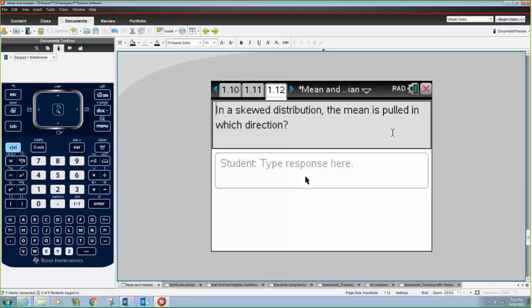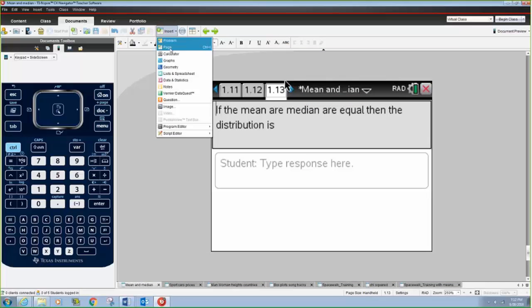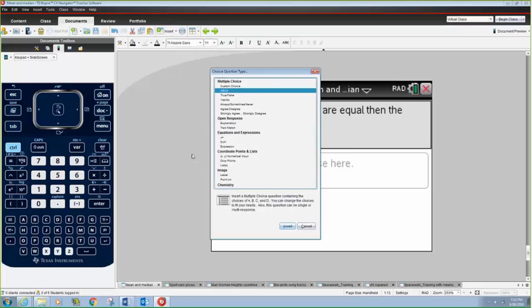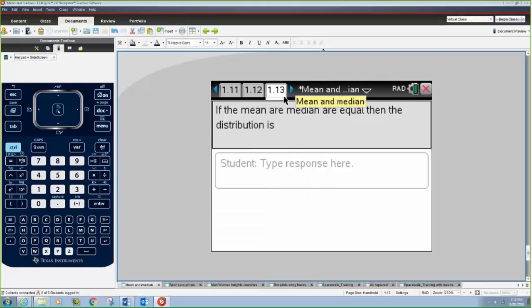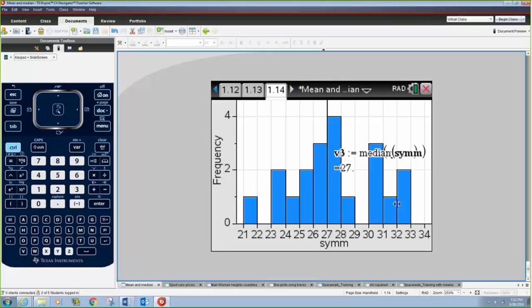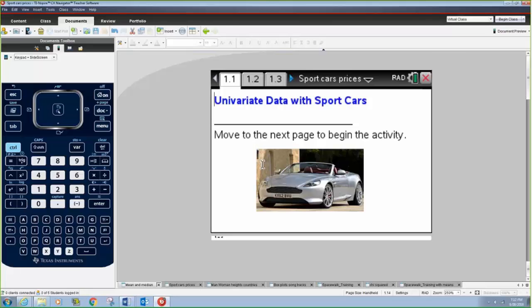So then another question for the students quickly to send whether they understood. In a skewed distribution, the mean is pulled in which direction, and if the mean median are equal, the distribution is. And again, we have different types of questions, so if you want to create your polls or questions, you can do true and false, yes, no, agree, disagree, or you can have expressions, matching, and so on. So there is a lot we can do as well. So that was the first activity here.